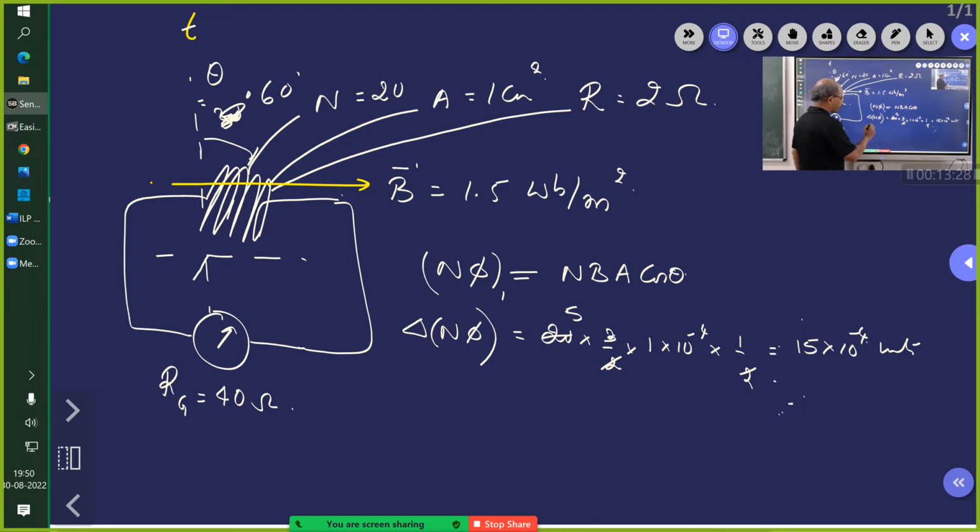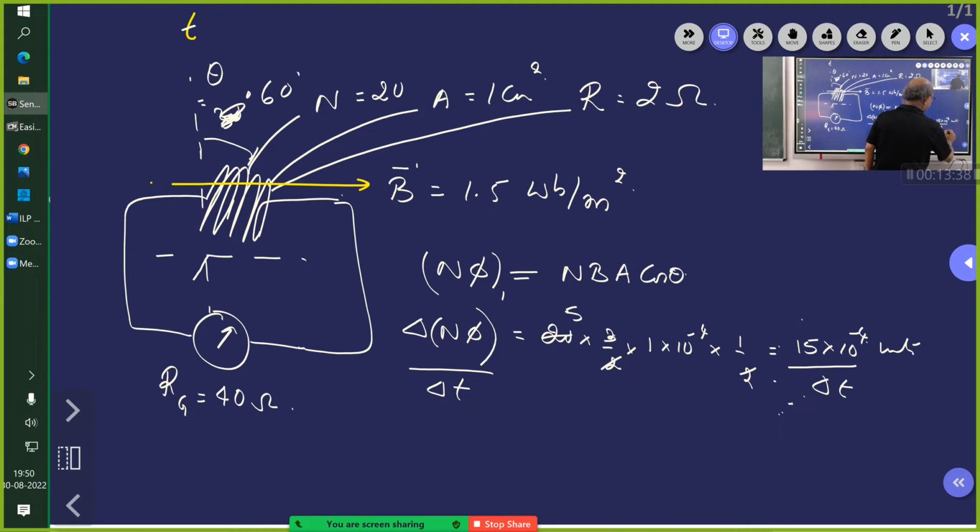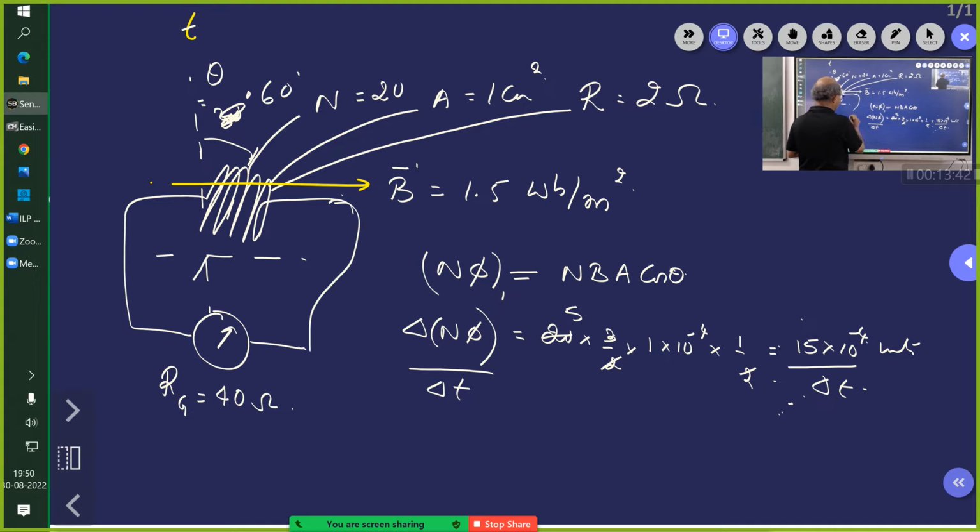Now, I will take this delta phi divided by delta t, because I don't know the time. They have told it will quickly come out, so I will divide it by delta t. Then I will get the induced EMF. Now, induced EMF in the coil, I will get from this.